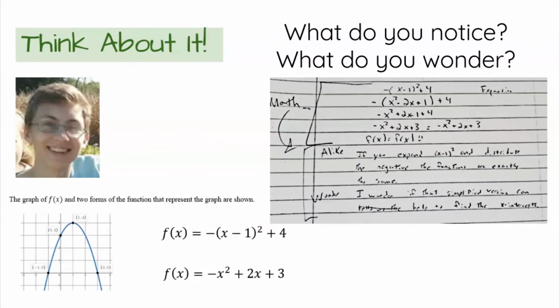Hi, Spencer. Hello. So when you looked at the graph of f of x and the two different forms of f of x, what did you notice? I noticed that if you expanded the x minus 1 squared, that expression, and distributed the negative, the functions are exactly the same. So I'm looking up here at your work. So you expanded, distributed the negative 1. Oh, like combine like terms. Yes. So negative 1 plus 4 is 3. Yeah. So you noticed that not only did you notice, but you showed that those two functions were equivalent. Yeah. Okay, and what did you wonder?